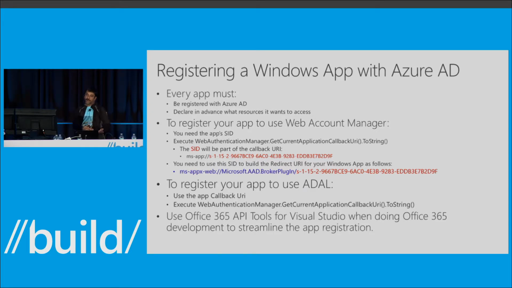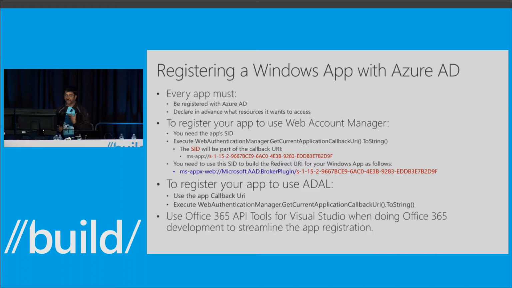Now with 8.1 apps, you can use the Windows Store callback URI. So you can get that by saying WebAuthenticationBroker.GetCurrentApplicationCallbackUri. There's an API for that. But with Web Account Manager in Windows 10, they have a hard rule in which how they check and validate this. So what happens here is you need to get the app SID, which basically is part of the app callback URI, the red color.